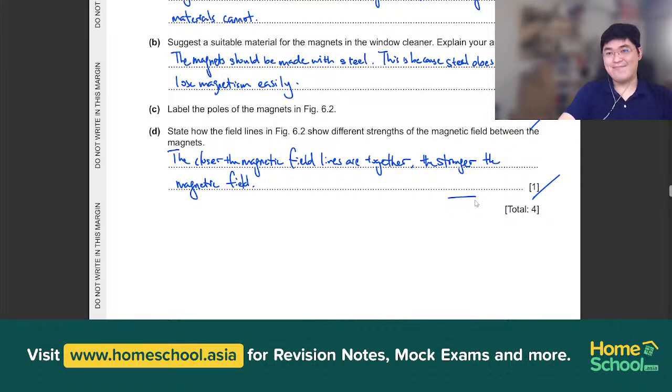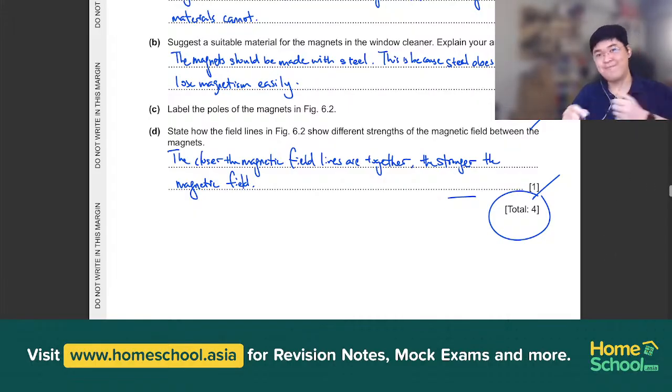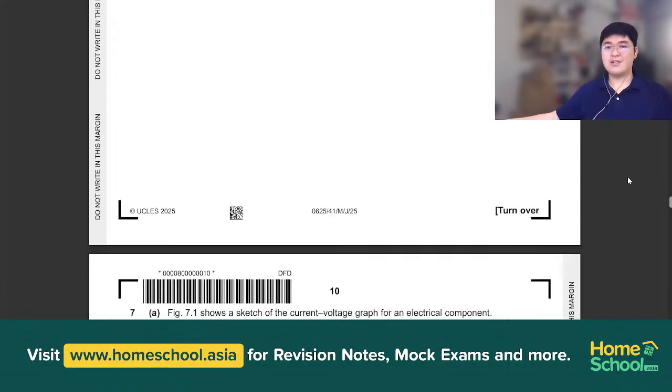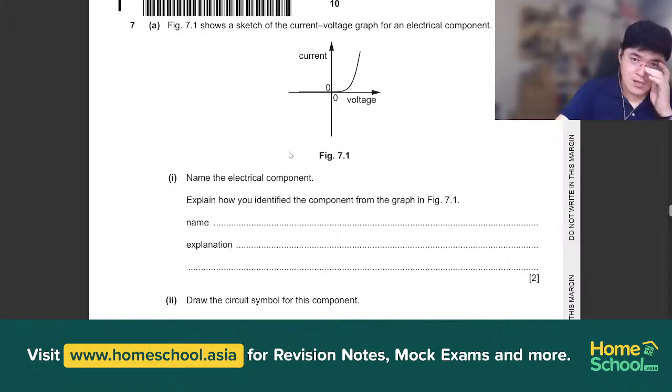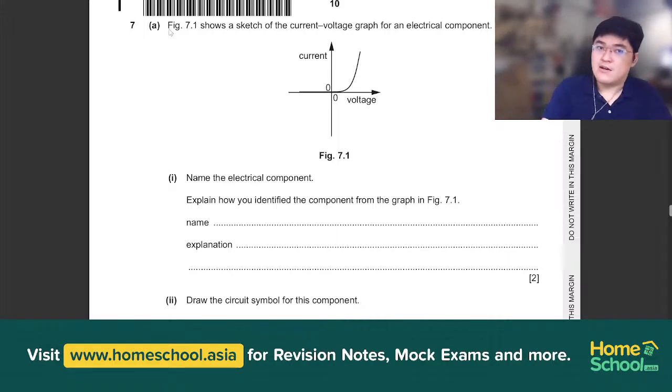This is a 4-mark question. Magnetism is pretty much the easiest topic of IGCSEs. This is pretty much everything you learn in elementary school, okay? All right, so let's move on to question number 7.